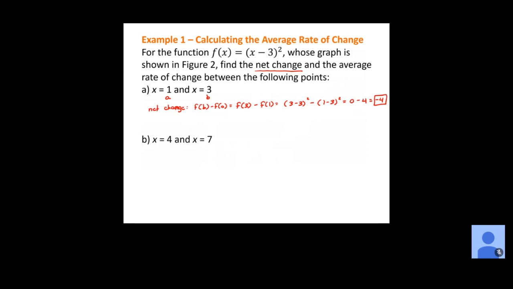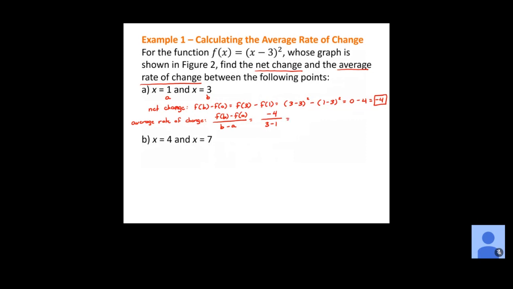Now, the next thing we want to find is the average rate of change. And so that's our new formula. So average rate of change. And so remember, that's going to be f of b minus f of a divided by b minus a. Now, f of b minus f of a is just the net change. That's what we just calculated. So I know the numerator piece is just going to be negative 4. And then the b minus a piece is just going to be the 3 minus the 1.